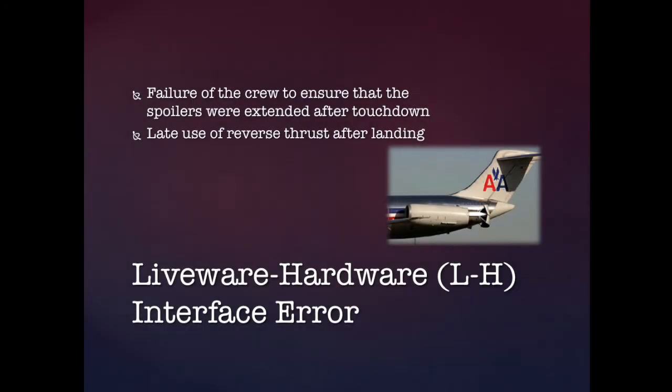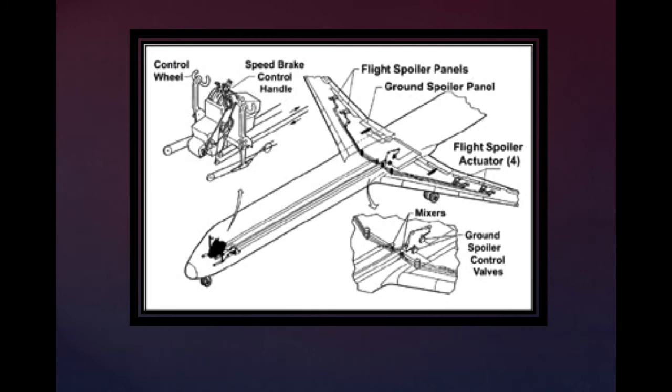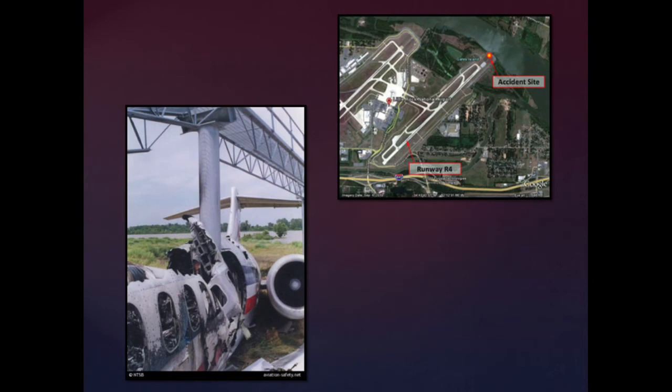The aircraft was never able to come to a proper and full stop. This is an example of LiveWire hardware interface error because the flight crew did not ensure that the spoilers were extended after the touchdown, and there was also a late use of reverse thrust after landing. The captain also failed to manually extend the spoilers when they did not deploy. As a result, the airplane overran the runway at 100 miles per hour and collided with the raised approach lights.